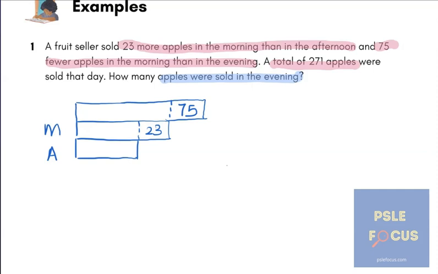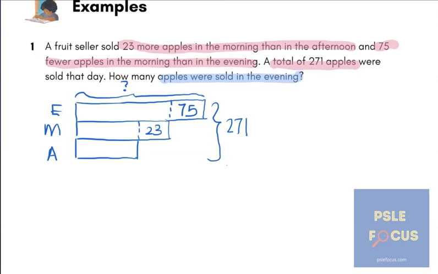Now, and they also say that a total of 271 apples were sold that day. So the total is over here. How many apples were sold in the evening? So what they want to know is over here. The question mark will be over here. So I'm going to put everything down. Okay, so right now I have represented the question with a model. So with this model, we can examine the model and decide how to go about solving the question.